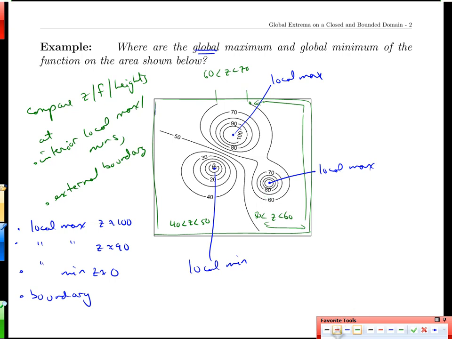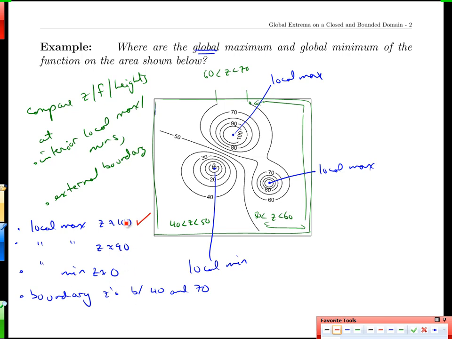And what that means is we can compare Z values along the boundary, and those boundary Z values are between, well, the lowest they go would be 40, and the highest they go is 70. And literally, it's this simple. Is 100 bigger than 40 and 70? Absolutely. 100 is also larger than 90, so this is our global max.